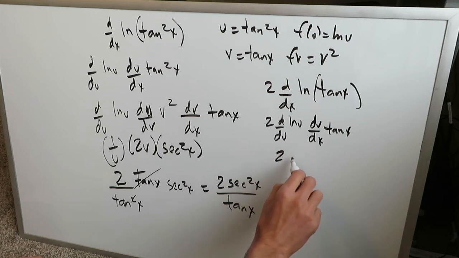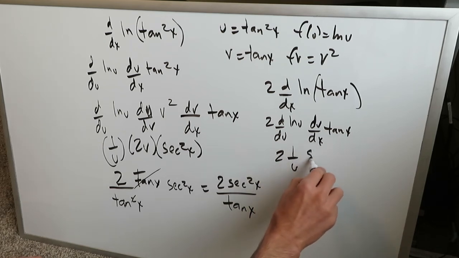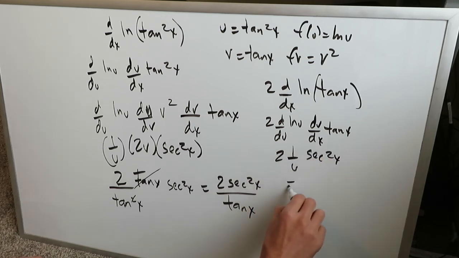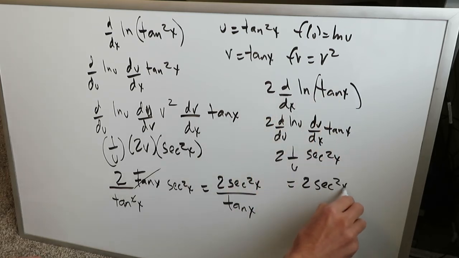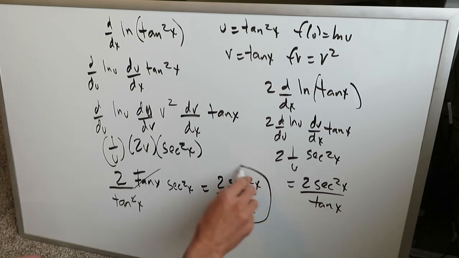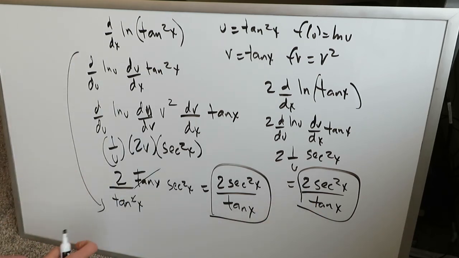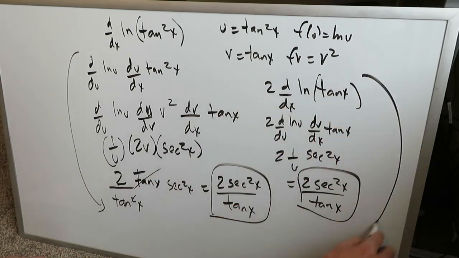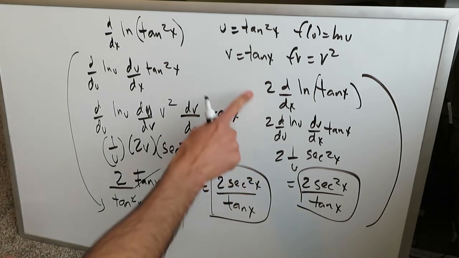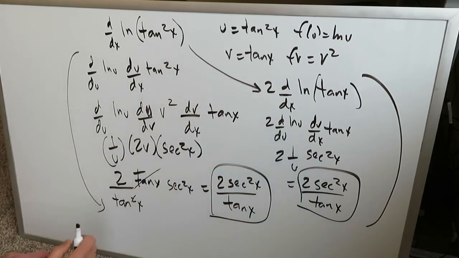Derivative of ln u would be 1 over u. Derivative of tan x is a secant squared x. When you resubstitute back u, which was tan x, you get 2 secant squared x over tan x, and you end up with exactly the same thing right over here and right over here. The harder way, and perhaps the less sophisticated way, and the easier way, and perhaps a more sophisticated way, because here you use a property of logarithms to simplify your entire process. And this right here represents a higher level of sophistication versus doing it this way.